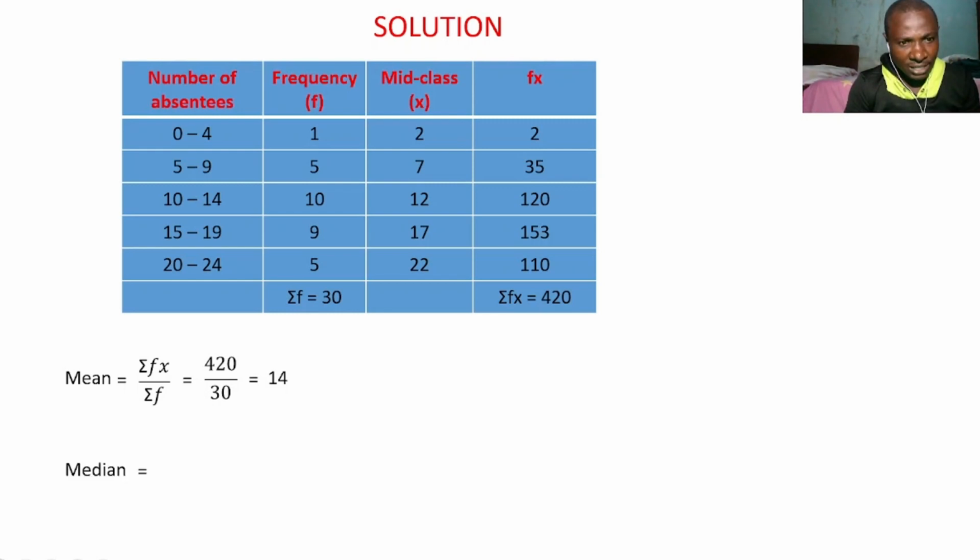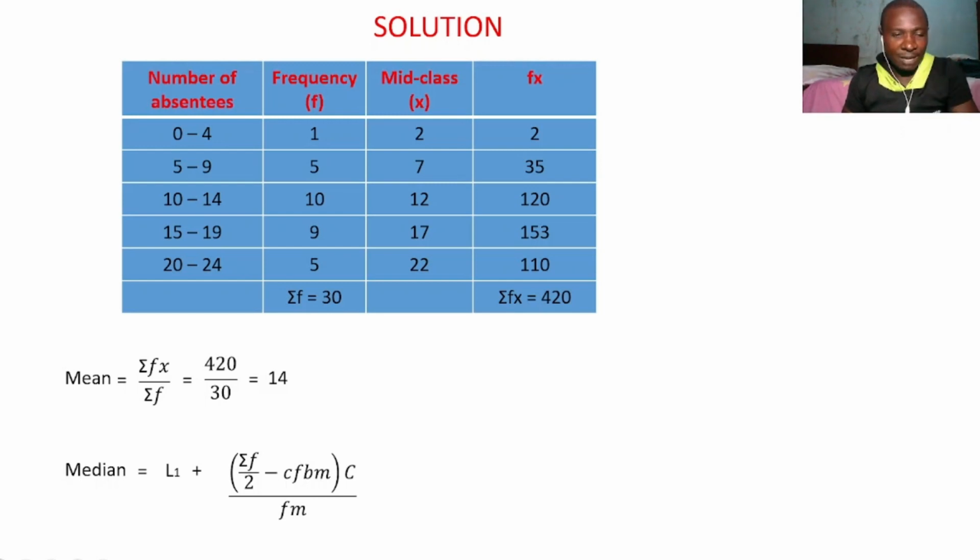In getting the median, this is how the formula is going to look. Our median is equal to L1, or some people will call it LM. LM or L1 means the lower class boundary of the median class, the lower class boundary of the particular class in question. Because we are trying to determine the value of the median, the L1 stands for the lower class boundary of the median. Now, you're already familiar with summation f, which is the addition of all the frequency, over 2 minus CFBM.